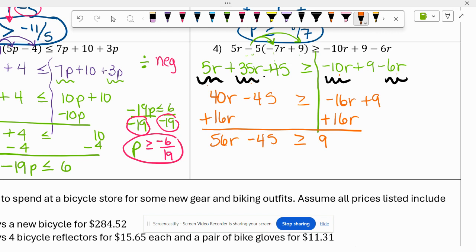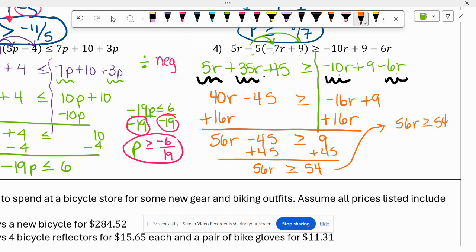All right, Lorenzo, what do you want to do? Yeah, good job. We're going to add 45 to both sides. Nice. All right. So 56r is greater than or equal to 54. So I'm going to move that right here. 56r is greater than or equal to 54.